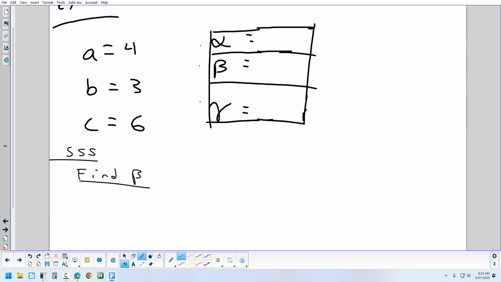Purely just to practice a different version of the formula. All right. What I like to do is write the formula down first. Then I don't have to try to think about what the formula is and plug in at the same time. Okay. To find beta, how does my law of cosines start out?